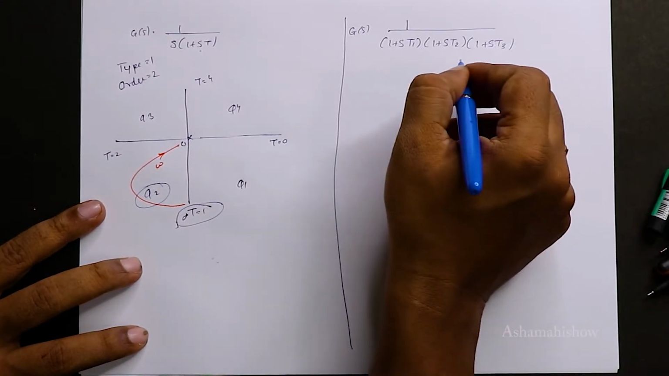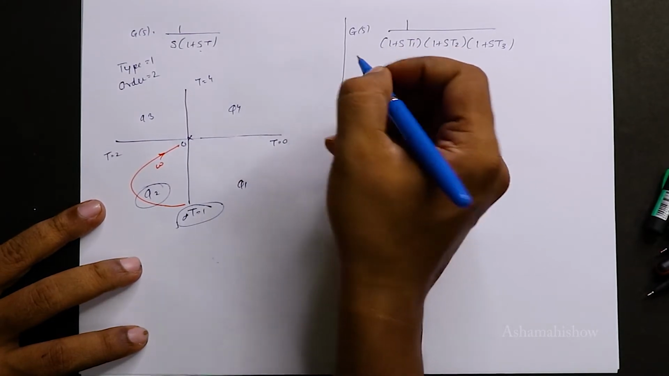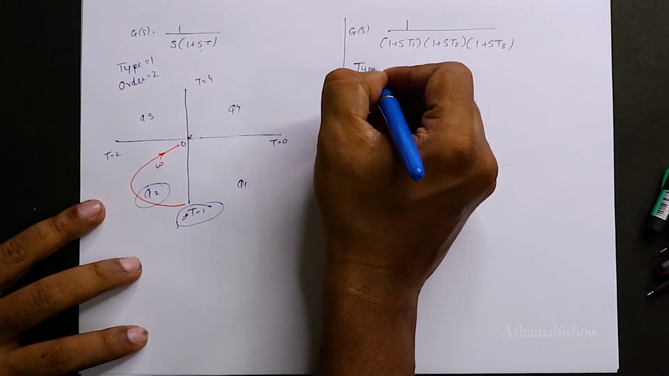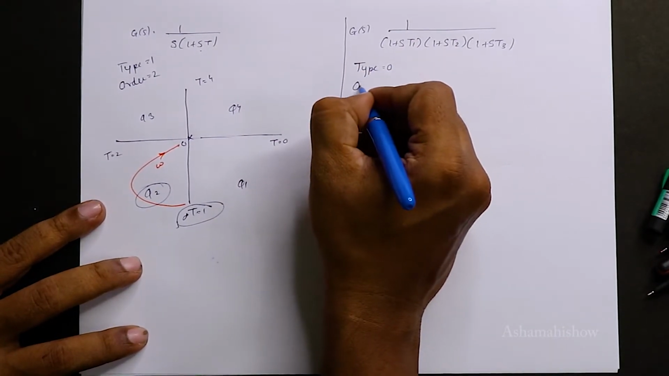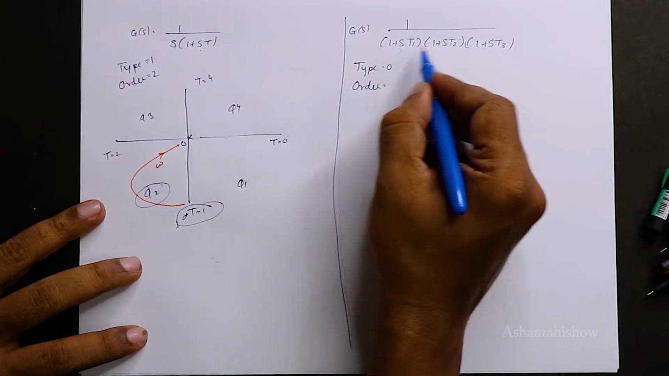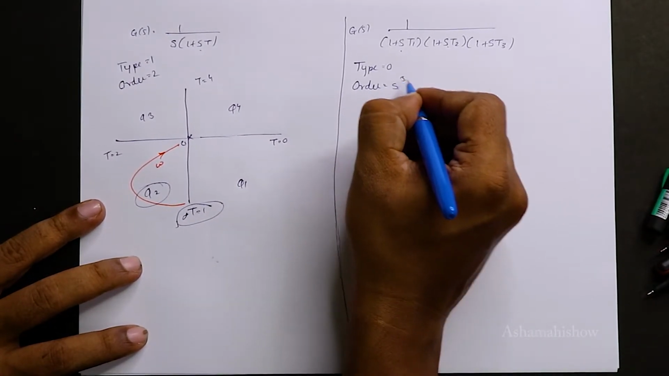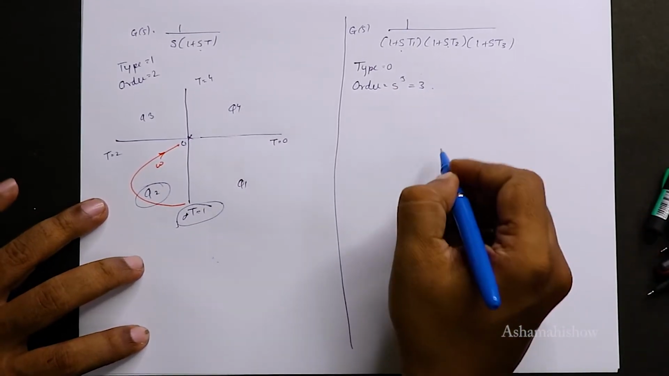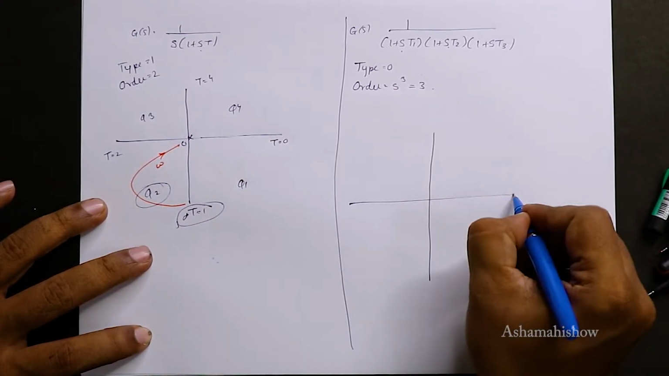How many poles are there at the origin? There is no s here, so there are no poles at the origin. So this is type 0. Okay, how much is the order? s into s into s is s cubed. So this is order 3. Okay, now divide the page again.